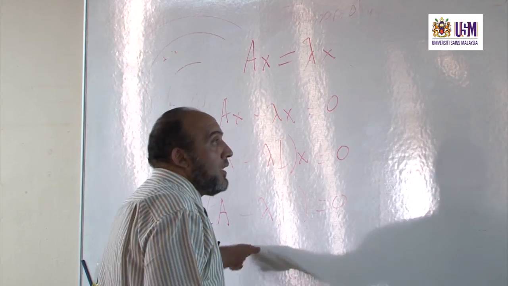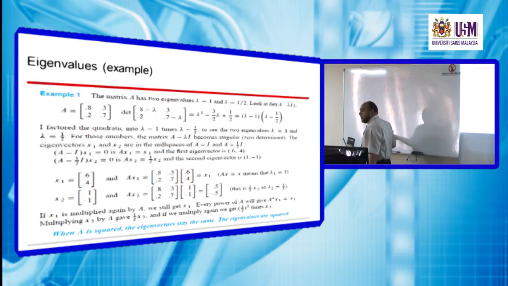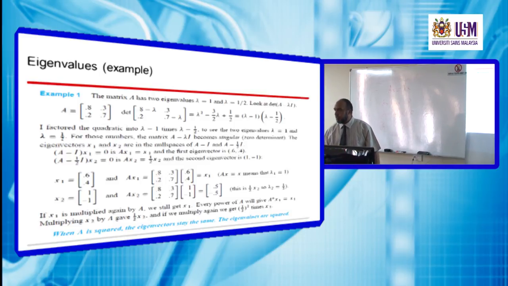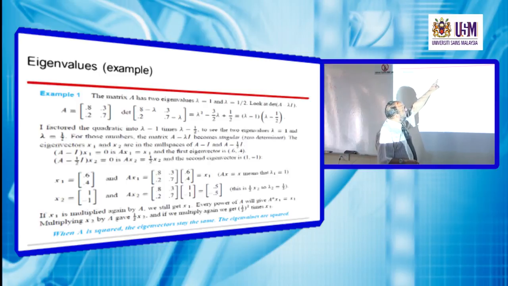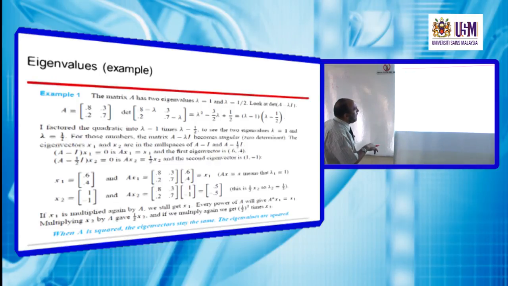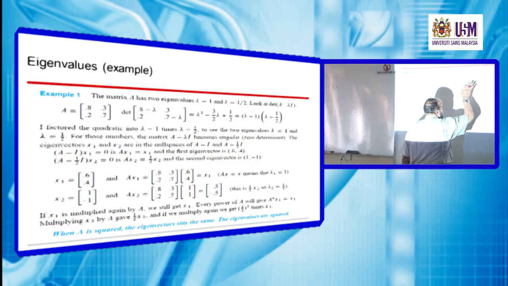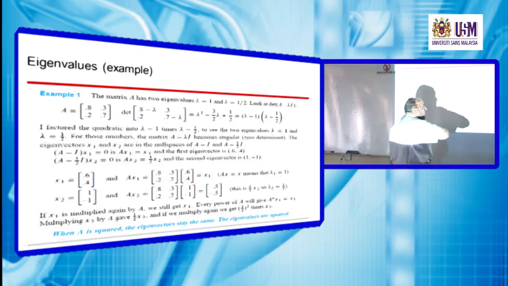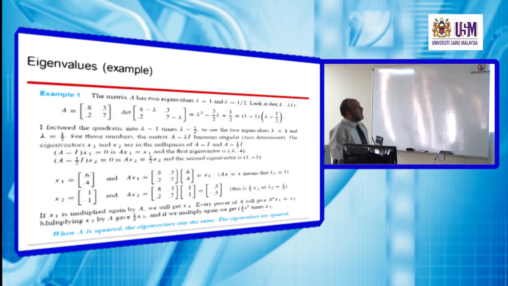Okay, so this one is A minus lambda I. This is the matrix A minus lambda times the identity matrix. You know, of course, the identity matrix. We spoke about it last week. Then we solve the determinant and get the second degree equation: lambda squared minus 3/2 lambda plus half equals zero. This one can be solved in this form, which means that either lambda equals 1 or lambda equals half, 1 over 2.